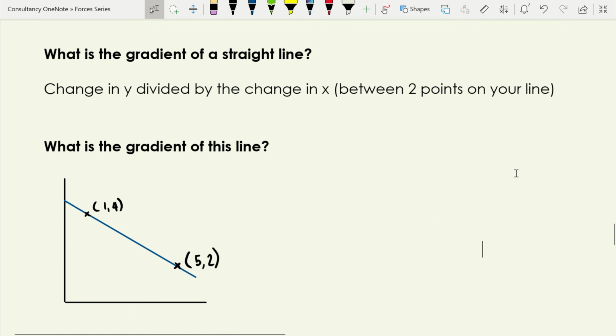And finally, what is the gradient of this line? Again, pause the video, have a go at this for yourself, see if you can come up with what the gradient is, and then maybe have a think through, does your answer actually make sense?